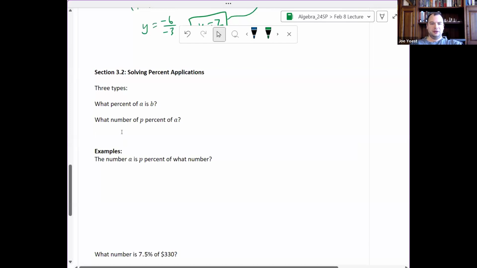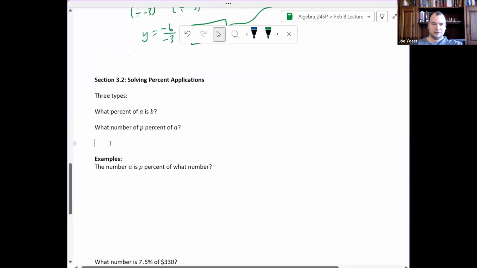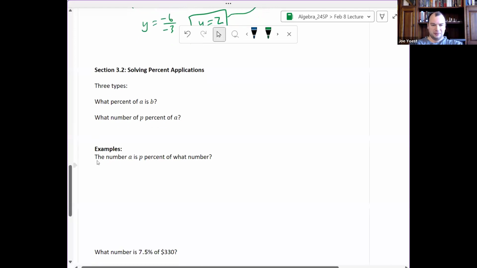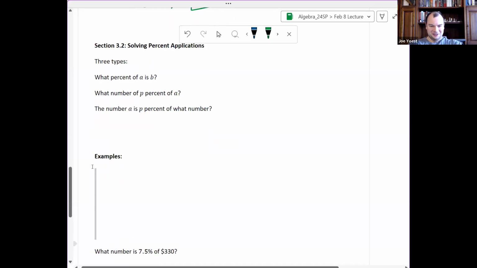So moving on to 3.2, we might not get through all of 3.2 today, but solving percent applications. Oh, somehow I lost one of my, oh, here. I told you that today was just not a good tech day for me, and that's continuing on. So there we go.